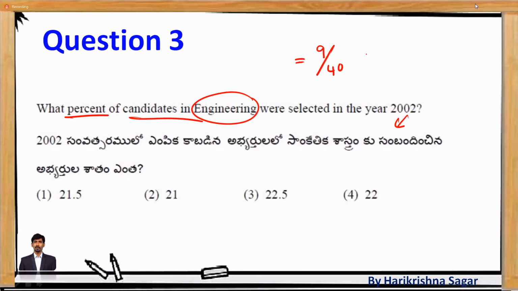9 out of 40 members, I can also write as 90 divided by 400. 4 into 100, I am writing just for the percentage calculation. 4 ones are 4, 4 twos are 8, and we are left with 10. 4 twos are 8 and 4 fives are 20. So 22.5 is the value in terms of percentage. We can say the answer choice is going to be 22.5%. So like that we can proceed with the solution.